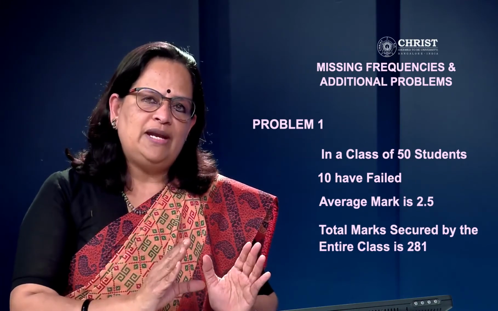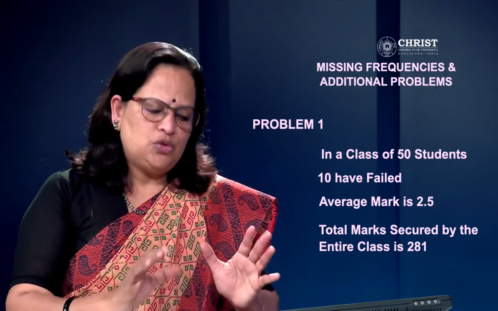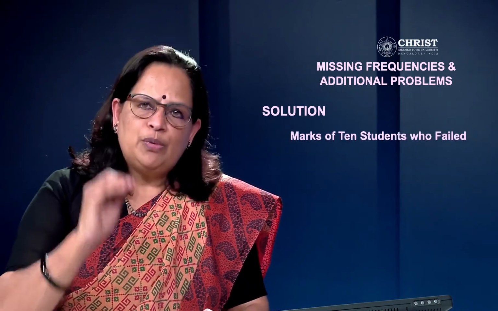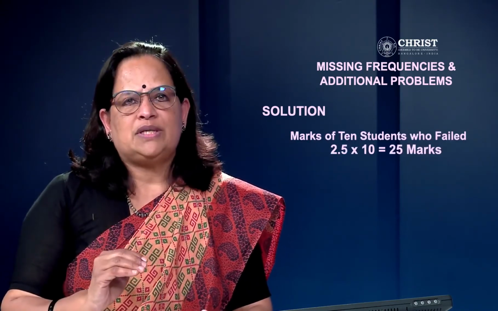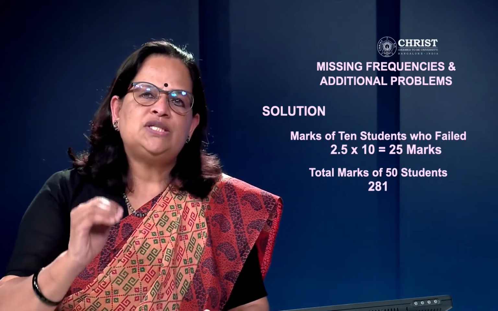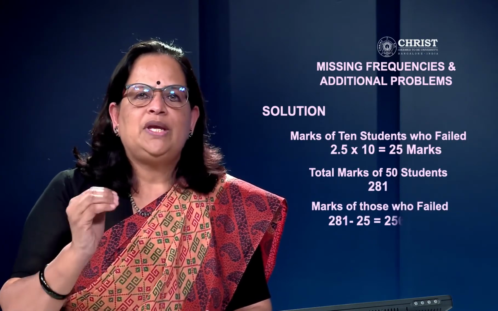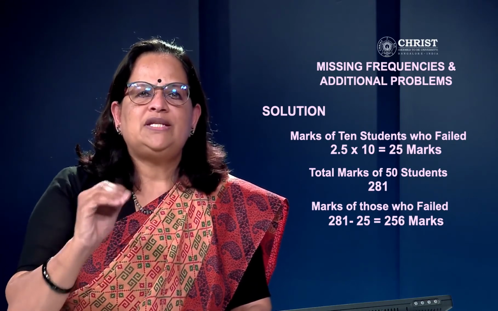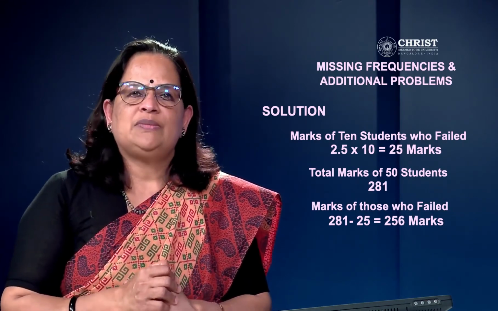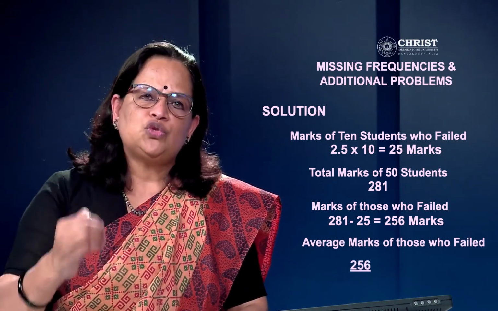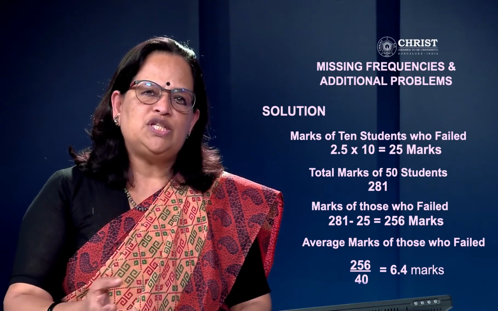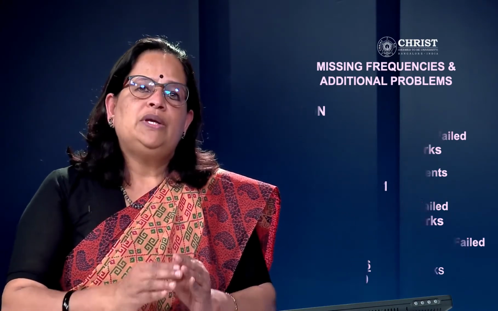So the number of students who failed is given, the total number of students and the total marks are given. From this we can calculate the missing information. Marks of the 10 students who failed: 2.5 into 10, that is 25 marks. Total marks of 50 students is also known, that is 281. Therefore, marks of those who passed: 281 minus 25, that is equal to 256 marks. So the average marks of those who passed is equal to 256 divided by 40, that is equal to 6.4 marks.